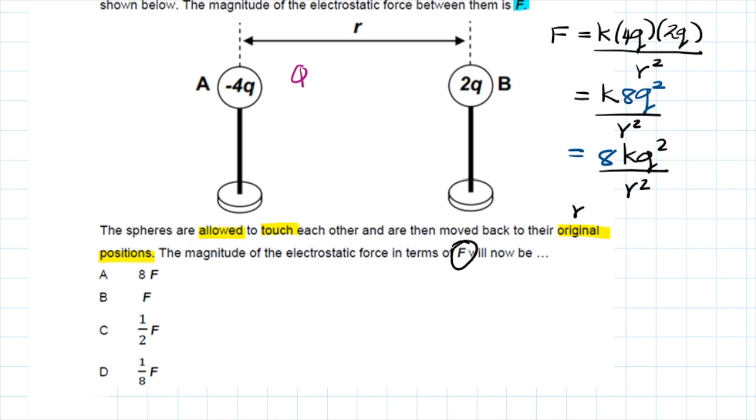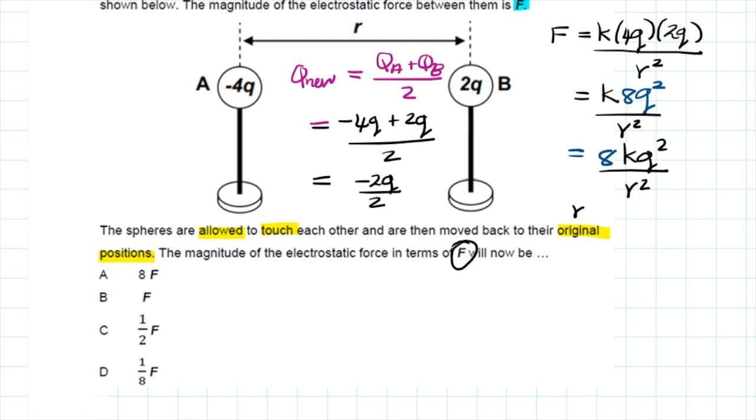When the two spheres come into contact and are separated, we know that they will have the same charge. And we can calculate that by adding together the charges and dividing by 2. So we say negative 4Q plus 2Q divided by 2. This gives us negative 2Q divided by 2, which gives us negative Q as the new charge that each sphere will have after they touch and are separated.